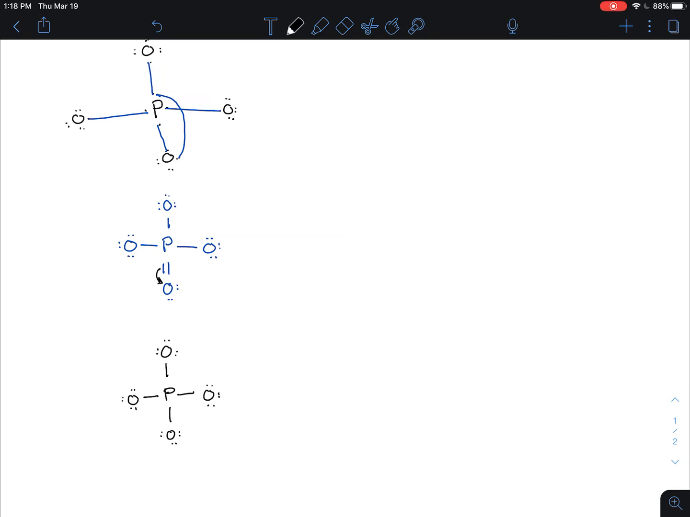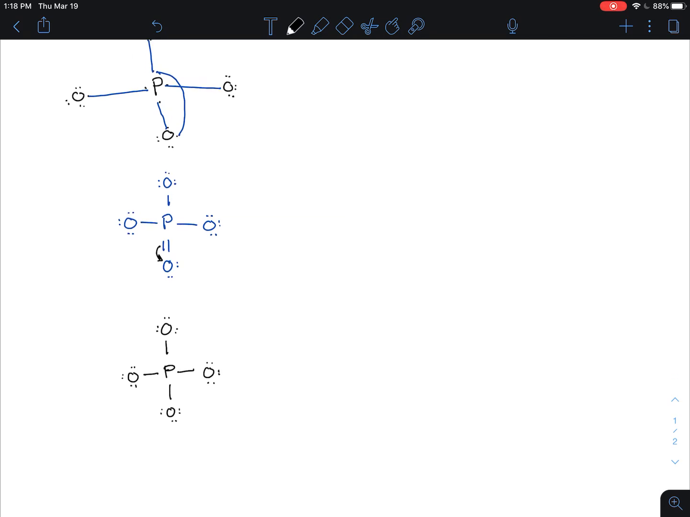2, 4, 6, 8, 10, 12, 14, 16, 18, 20, 22, 24, 26, 28, 30, 32. Great, I still have my 32 electrons, and now every single element has an octet.